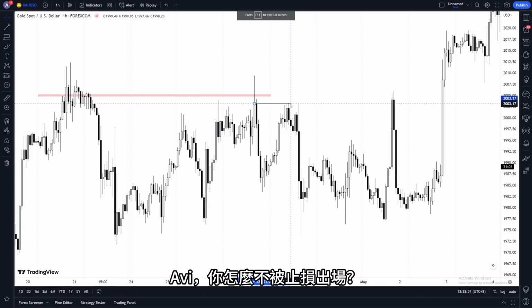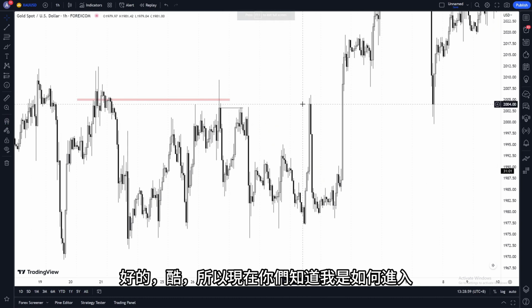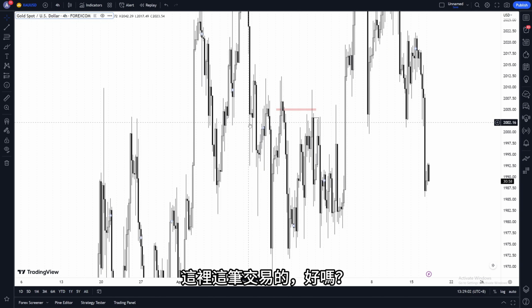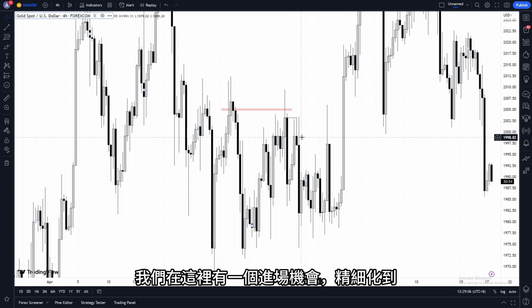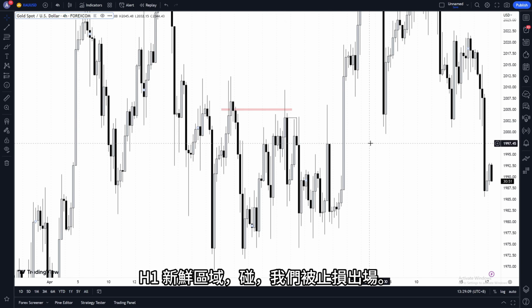So that is my answer to you guys. Avi, how do you not get stopped out? That's my answer to you guys. Okay, cool. So now you guys know how I entered this trade right here. Okay, daily reject daily, H4 bearish breakout, daily bearish storyline. We had one entry opportunity in here, refined to a H1 fresh. Boom, we get stopped out.